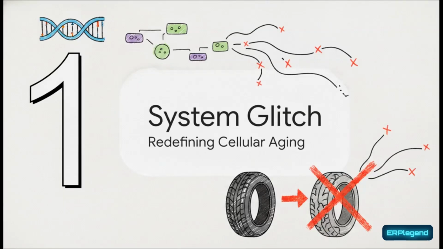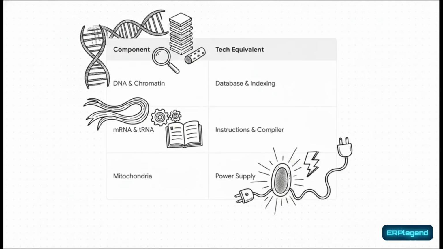All right, Section 1. The biological system glitch, redefining cellular aging. To truly wrap our heads around this glitch, we really have to stop thinking that our cells just wear out like the tread on old tires. Instead, it helps to look at biology through a computer science lens. Think about mapping these complex biological terms directly to their tech equivalents. Your DNA and chromatin, well, that's your database and your indexing system. Your mRNA and tRNA, that's your instruction set and the translation layer that compiles the code. And your mitochondria, that's basically your power supply. So when we age, it isn't just the hardware getting rusty. We're actually looking at corrupted software running on a failing system.